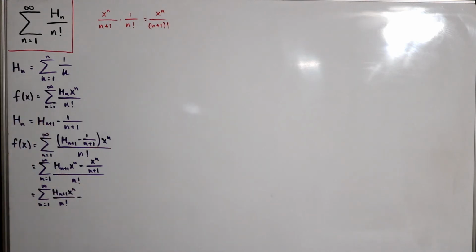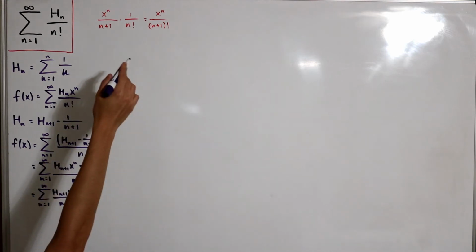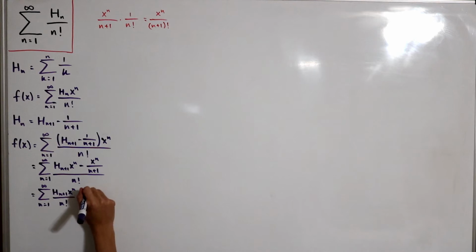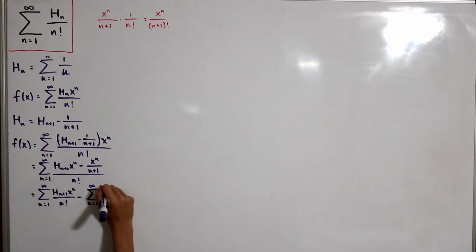So that means I can replace that over here. So of course this will be x to the power n divided by n plus 1 factorial, but we're splitting this into two sums, so I'll write this as another infinite sum. So n equals 1. Then this will be x to the power n divided by n plus 1 factorial.